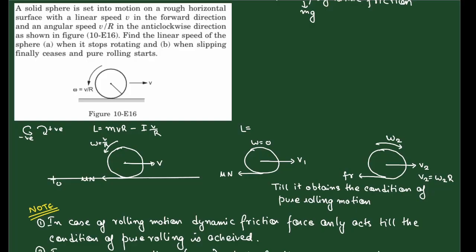So total angular momentum out here is nothing but mv1r plus I into 0. The total angular momentum out here is nothing but mv2r plus I omega 2. Here omega 2 is nothing but v2 by r. So if you equate these three, this value equals this value equals this value, and we'll get the values of v1 and v2. So this is the concept of HC.